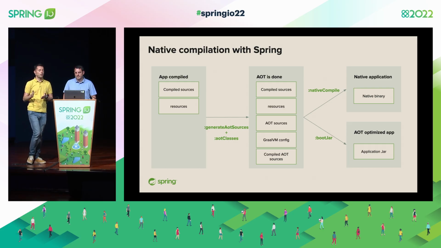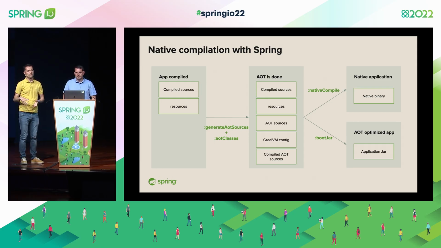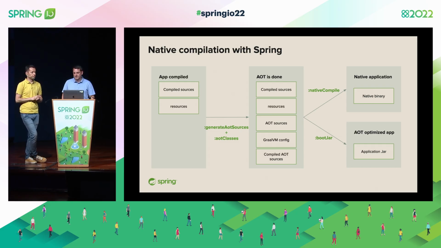The other path is the AOT optimized jar. That's the regular jar plus all the AOT sources and resources that we contributed. From there, you can start your application, but with the shortcut mode, where all the configuration parsing, and so on, and setting up the bean factory, we've done all that already at build time. So you can just jump straight through to the bean factory being ready, getting those beans instantiated, and get your app running.